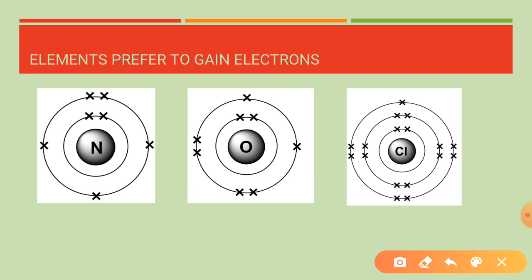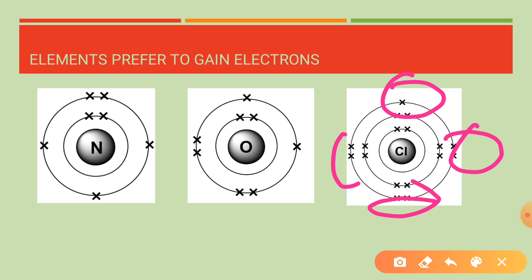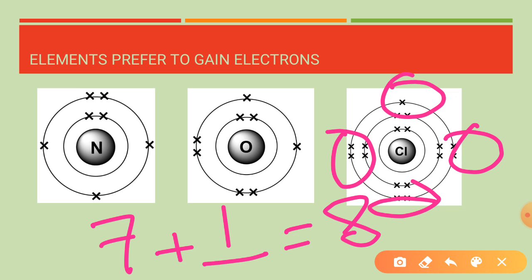And the last one is chlorine. Chlorine, as you can see, at its outermost there are 7 electrons. 1, 2, 3, 4, 5, 6, 7. 7. Okay, how many does it have to gain to become 8? Yes, exactly 1 electron. It needs only 1 electron to become 8. So it's easy to gain 1, and it's very difficult to lose 7.